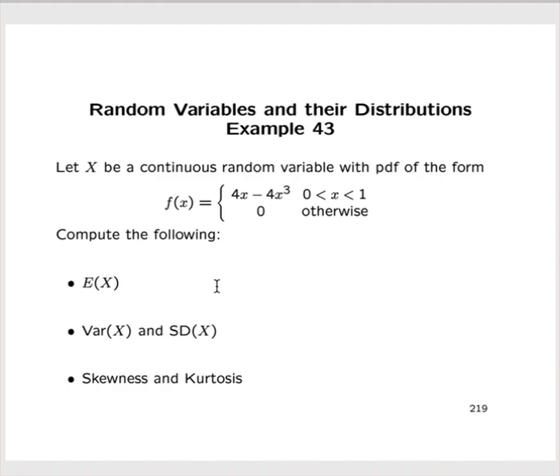And so again, we have seen this example before. We've seen this PDF before, this distribution before. And so we're going to continue looking at this distribution by computing the mean of the distribution, in other words, the expected value of x, the variance and the standard deviation of the distribution, as well as the skewness and the kurtosis.